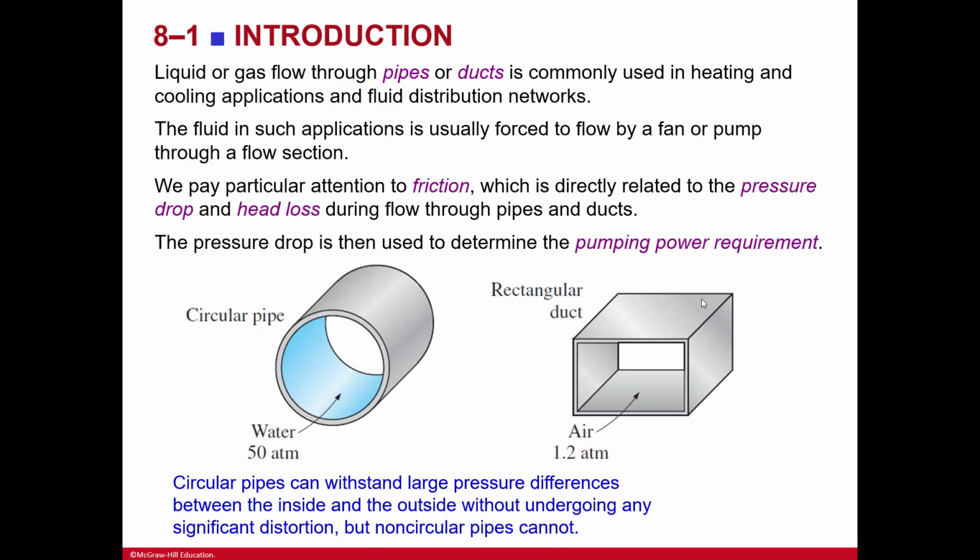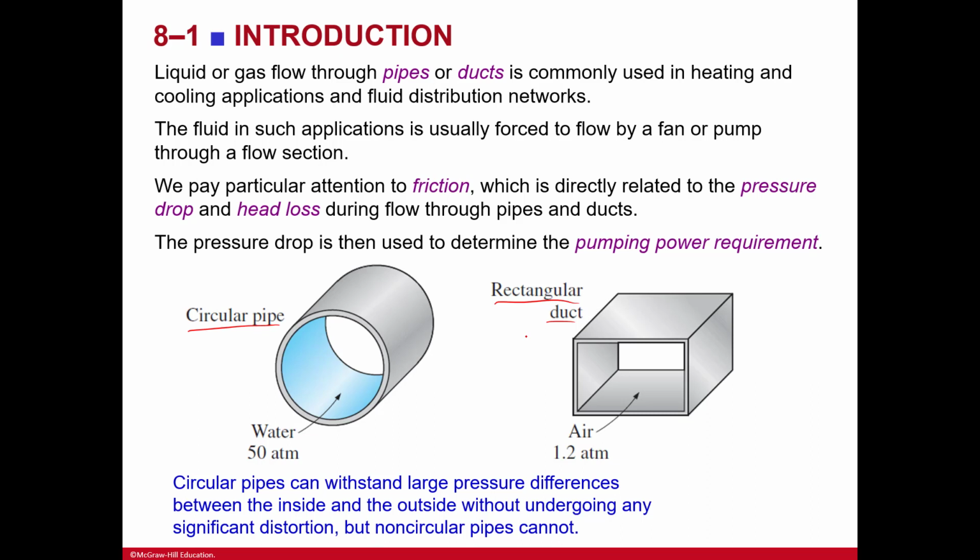So you can see a circular pipe down here, just a traditional circular pipe. And then what we find is a rectangular duct. Obviously, you can have a plethora of different shapes of any of these. And then the fluid in such applications is usually forced to flow by a fan or a pump through a flow section. So usually it has some sort of force to create that flow of the fluid.